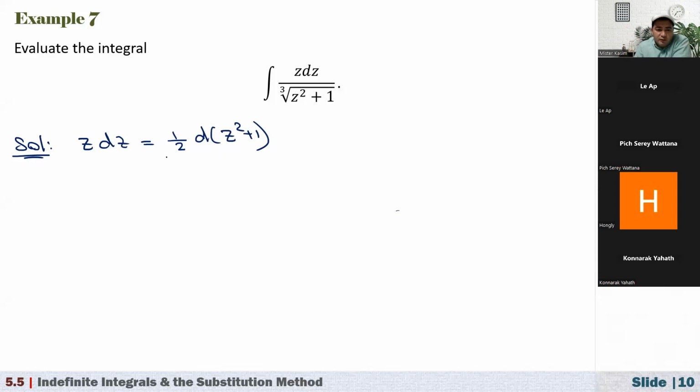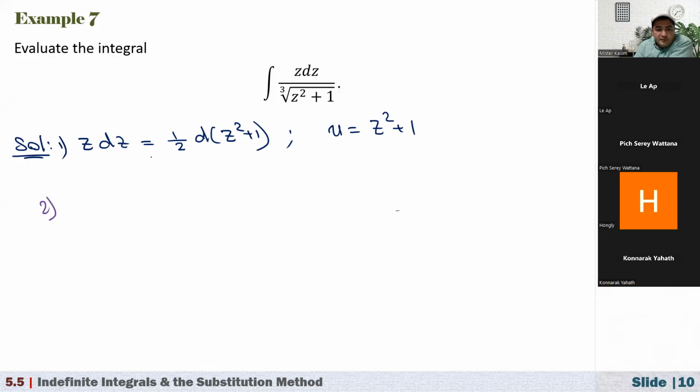Okay, so now I'm going to replace this z dz by 1 over 2 d of z squared. And after that, we're going to introduce a new variable for substitution, right? Let's say u is equal to z squared plus 1. Okay.